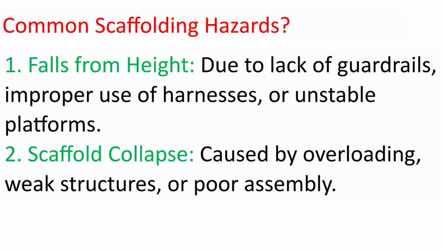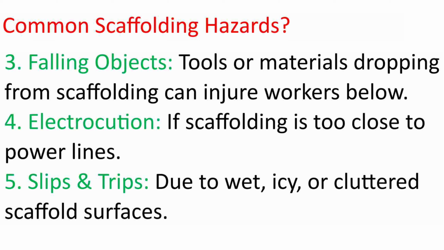Question: what are the common scaffolding hazards? 1. Falls from height, due to lack of guardrails, improper use of harnesses, or unstable platforms. 2. Scaffold collapse, caused by overloading, weak structures, or poor assembly. 3. Falling objects, tools or materials dropping from scaffolding can injure workers below. 4. Electrocution, if scaffolding is too close to power lines. 5. Slips and trips, due to wet, icy, or cluttered scaffold surfaces.